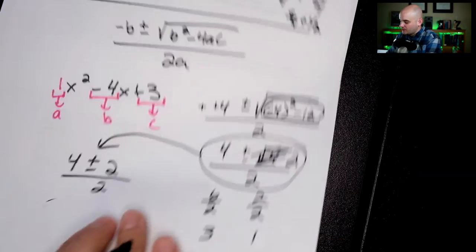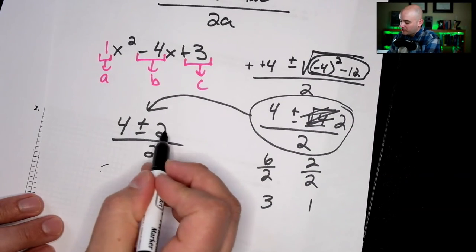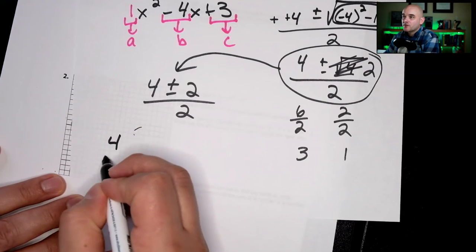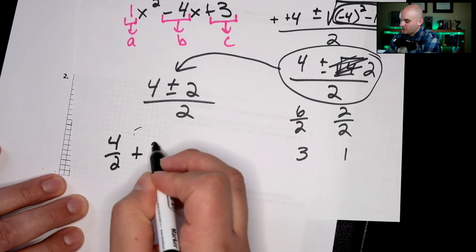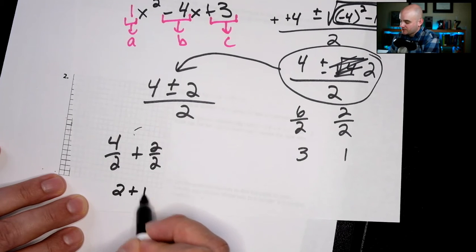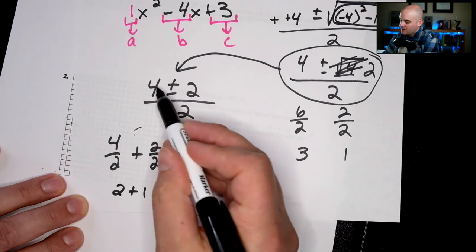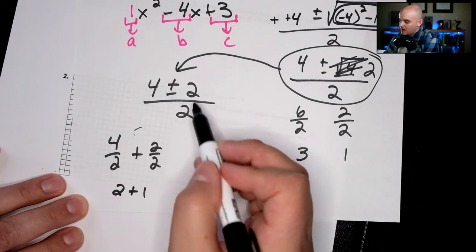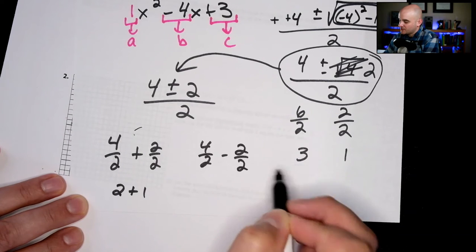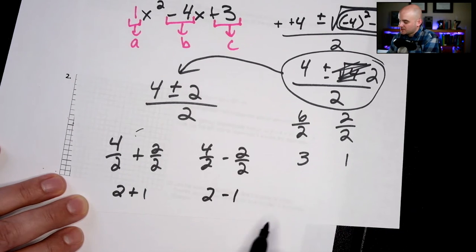Well, that's what I want to do here. I have 4 plus 2 over 2. So I'm going to split that up into 4 over 2 plus 2 over 2. And that becomes 2 plus 1. And then I've got 4 minus 2 over 2. So I'm going to split that into 4 over 2 minus 2 over 2. And it becomes 2 minus 1.